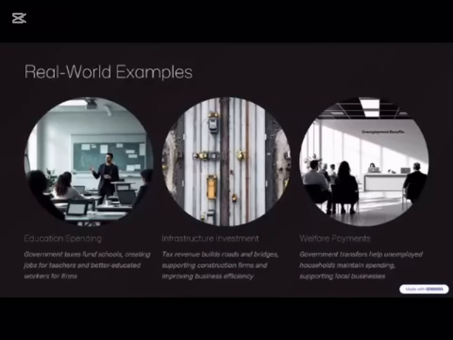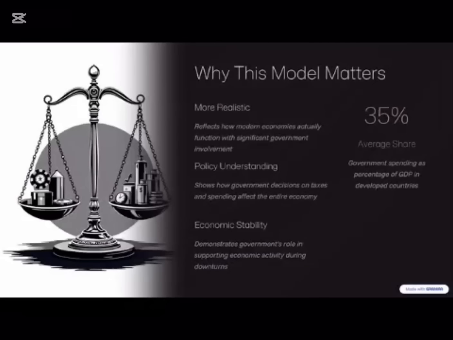So, in the three-sector model, the circular flow is not just between households and farms anymore. The government is actively shaping the flow by collecting and redistributing money.